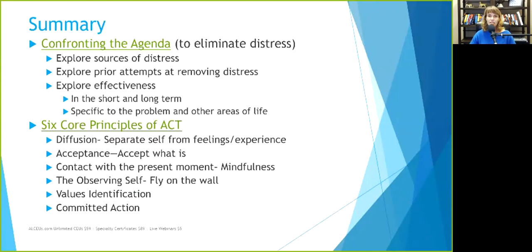And finally, the six core principles of ACT are diffusion, separating self from the experience. Acceptance, is what it is. Contact with the present moment through mindfulness. Observing the self as a fly on the wall. Values identification, and then choosing committed action.